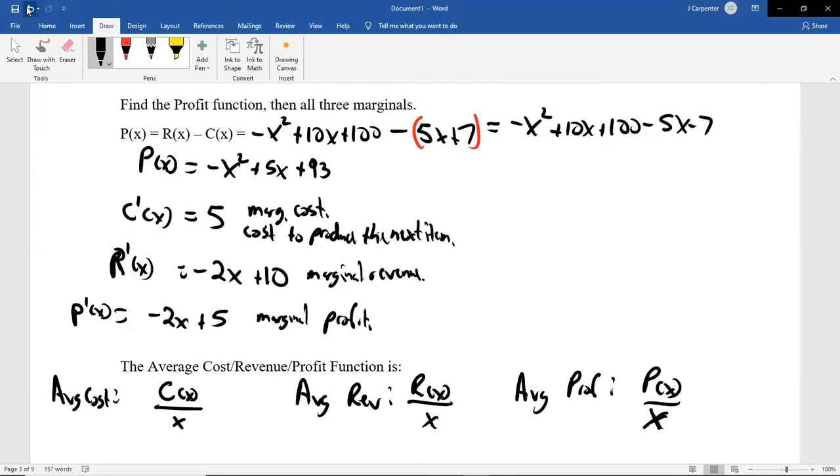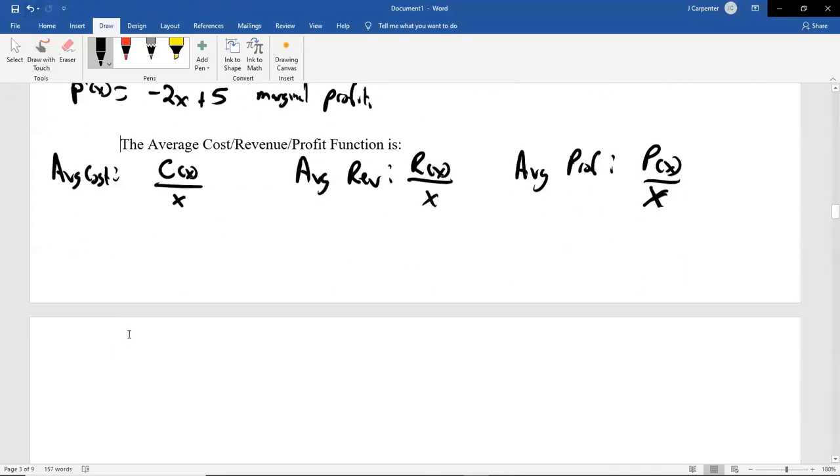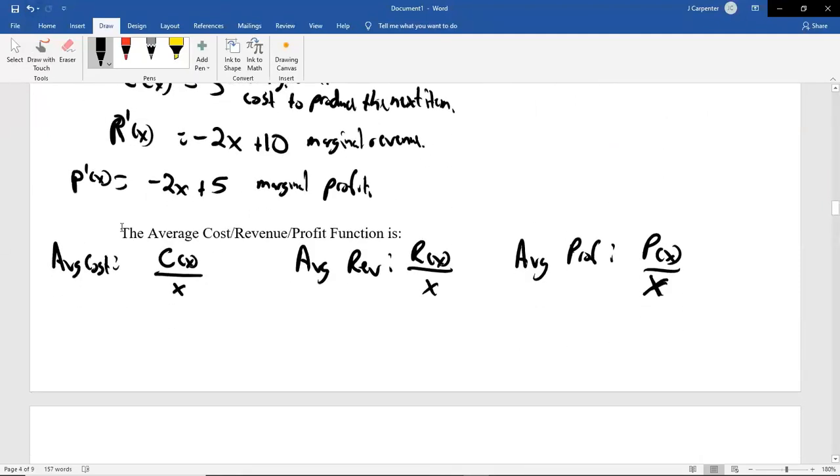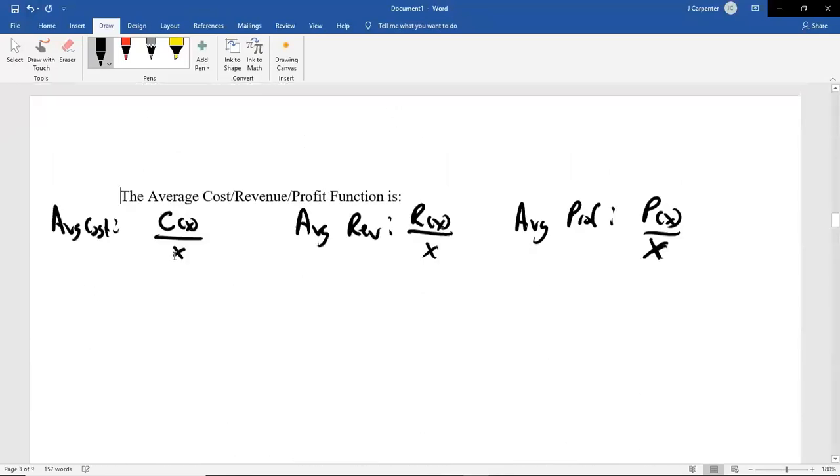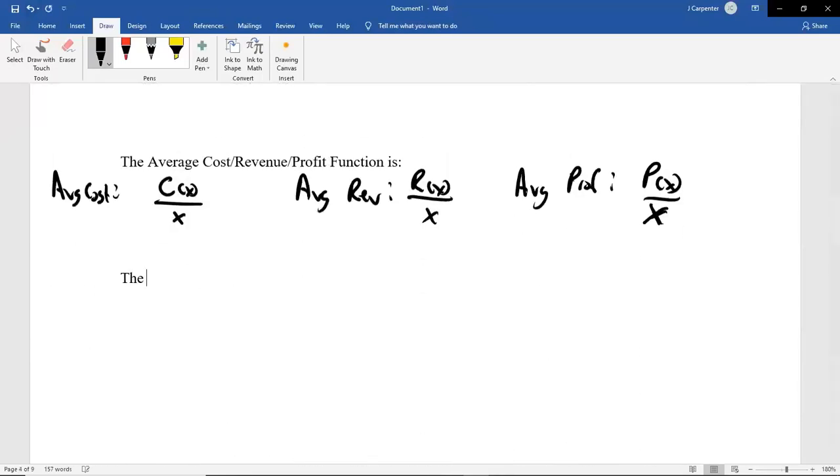But there are also, as I already spoiled earlier, marginals on these things. So the marginal average cost or revenue or profit function is, and I'm just going to spoil this in parentheses up here, take the derivatives of the previous line.